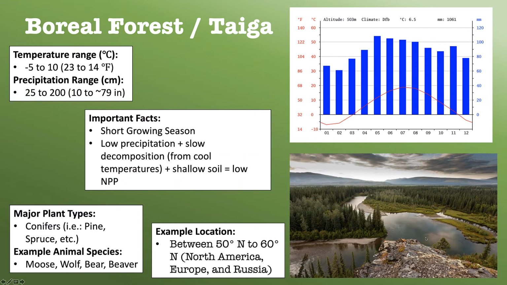Growing season is short, it's cold. Again, low precipitation and slow decomposition means you don't have a lot of soil nutrients, which means you have low net primary productivity. And common animal species, you can find moose, wolf, bear, again, small sampling, but this is what you can find. So this is the taiga or boreal forest biome, a very important biome in the northern hemisphere.